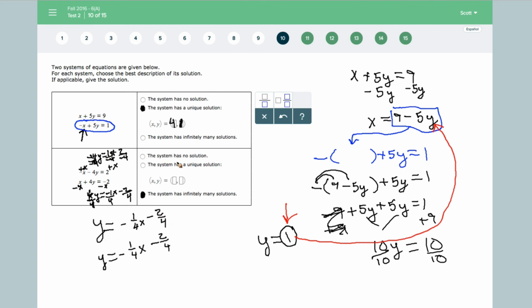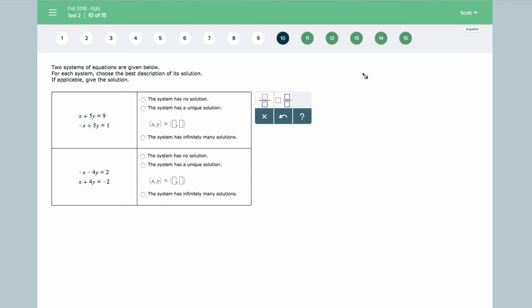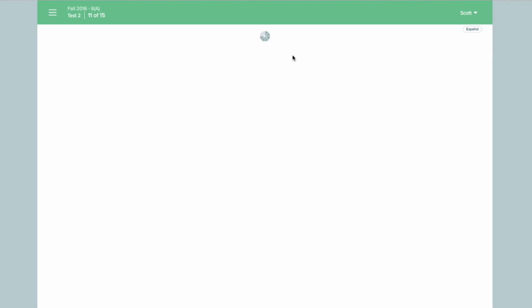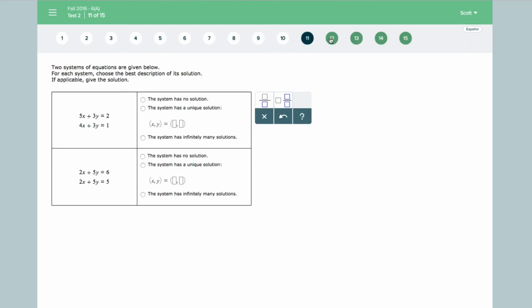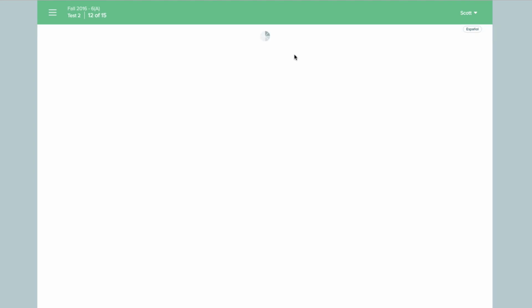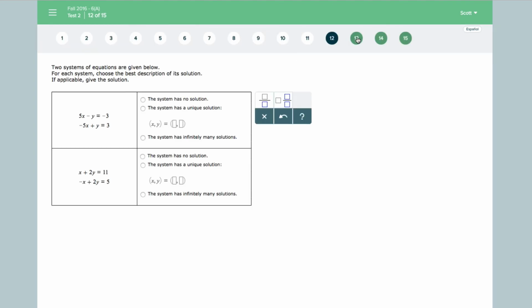If it had no solution, then maybe something like this would be a 3/4. The slope would be the same, but the y-intercept would be different. So that's how you do number 10 and 11 and 12.